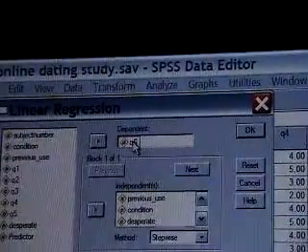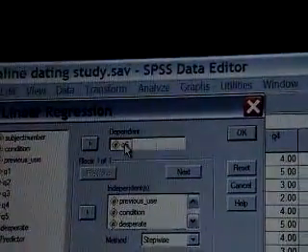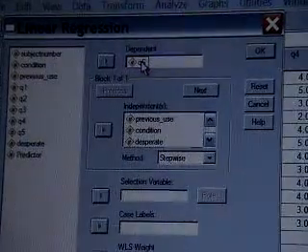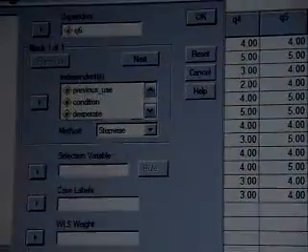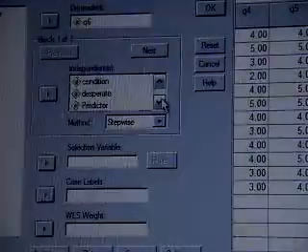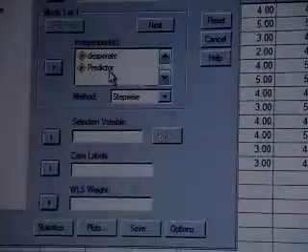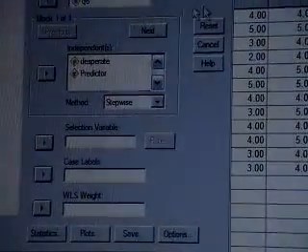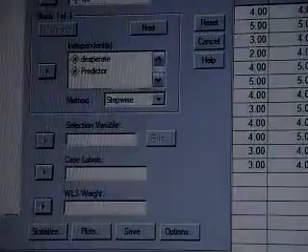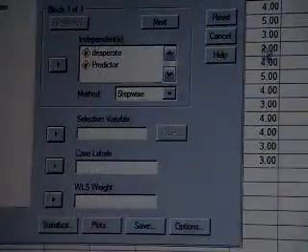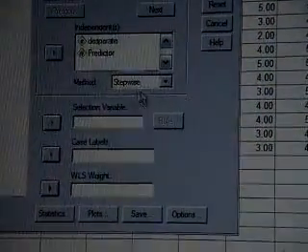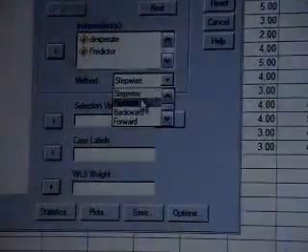Okay, then that's the dependent measure. Under independent measures, we have previous use, we have condition, we have whether or not you see online dating as desperate, and what's called the predictor. The predictor is all the other questions that you answered averaged together for a mean score. Then under method, we have selected stepwise.